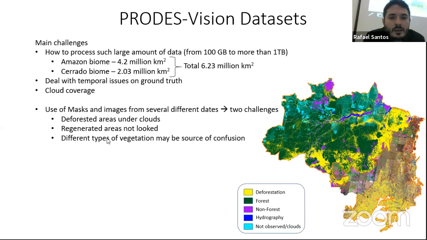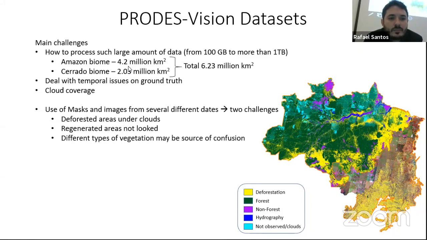Okay, coming now to the second contribution of this thesis, we have the PRODES vision collection of data sets. We enumerate here the main challenges in our understanding. First of all, how to process such a large amount of data that goes from hundreds of gigabytes to more than 1 or 2 terabytes. If you consider only the Amazon biome, we would have more than 1 terabyte of data for one single training data set. For the Cerrado biome, around half of that.